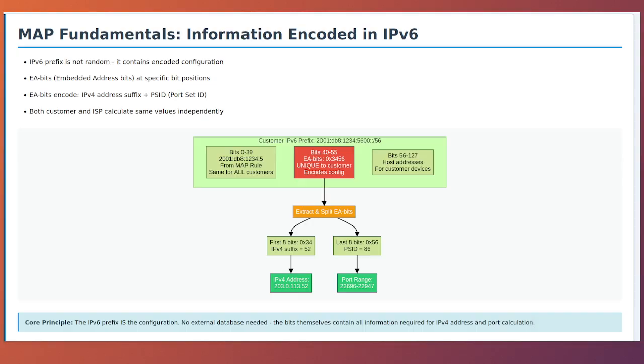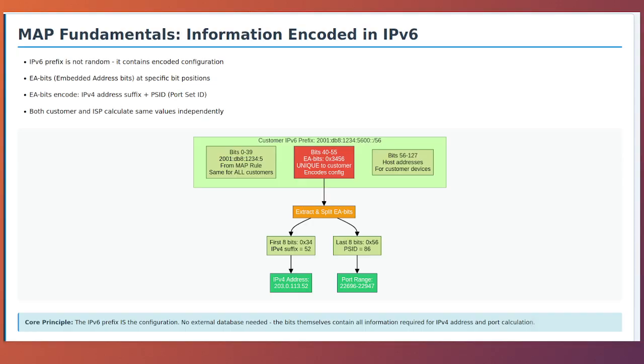MAP works completely differently. It is like encoding information directly into the ticket number itself. For example, ticket number 4723 might mean floor 4, row 7, position 23. Anyone who knows the encoding scheme can figure out where the coat is without consulting any list. MAP does exactly this with IPv6 addresses.